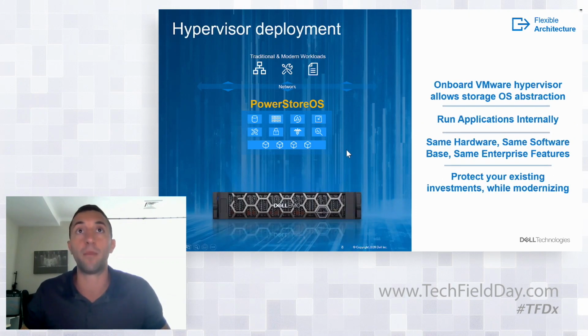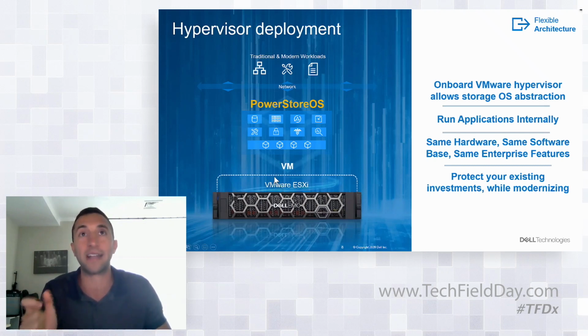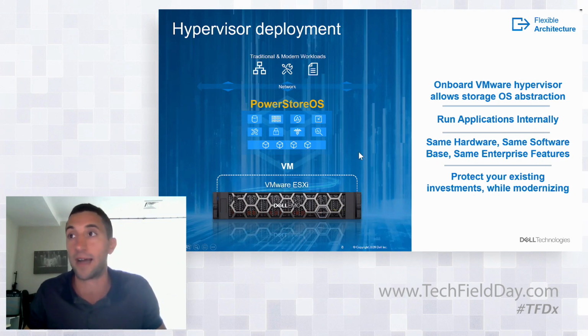What we do from the AppsON perspective is, like I said, each PowerStore appliance is two nodes. A node is a server. What we do is we load the ESXi hypervisor on each of the two nodes and take the PowerStore OS and run it as a virtual machine on each of the two nodes, again maintaining the same active-active HA capabilities with the same storage capabilities that PowerStore provides.